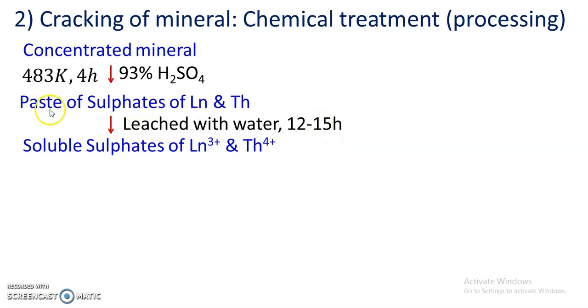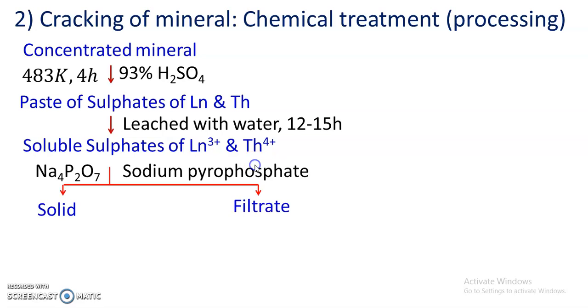Slowly this paste is converted into soluble sulfates of lanthanide 3+ and thorium 4+ ions. So this paste or precipitate gets dissolved and we get soluble sulfates of lanthanide ions along with thorium sulfates. Then these soluble sulfates of lanthanide and thorium are treated with sodium pyrophosphate, and there is a formation of respective pyrophosphates of lanthanide and thorium.